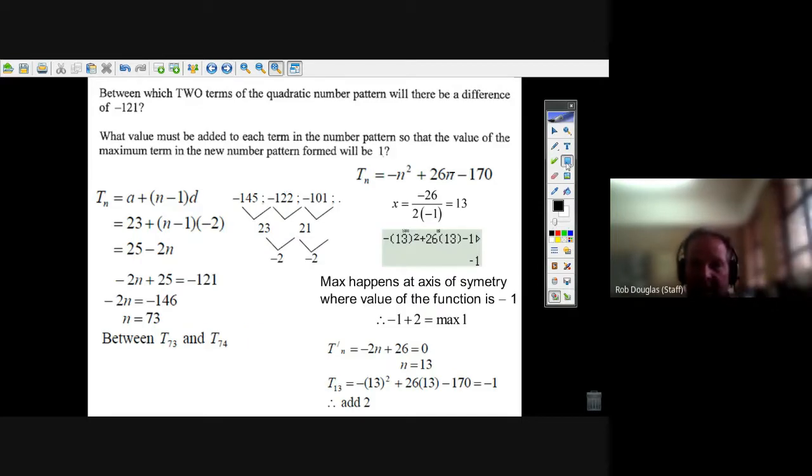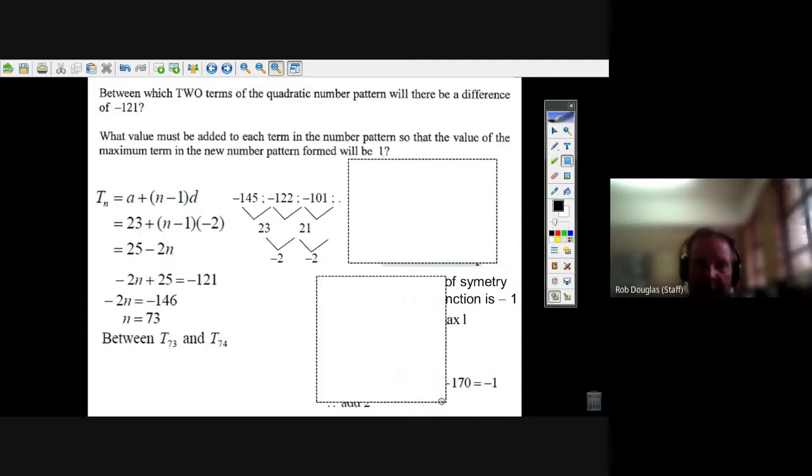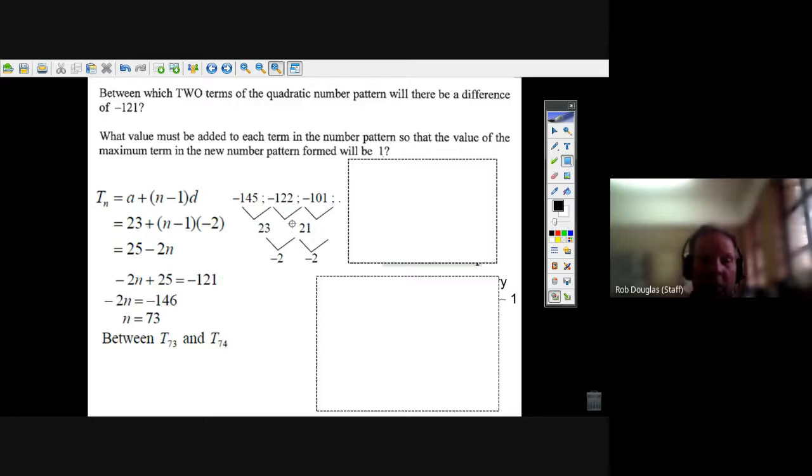All right, the next question is, between which two terms of the quadratic pattern will there be a difference of minus 121? Well, they're talking about the first differences. Between the first and second term makes a difference of 23. Between the second and third term makes a 21. Well, which term is going to make a difference of minus 121? Well, all we need is the formula for these first differences.